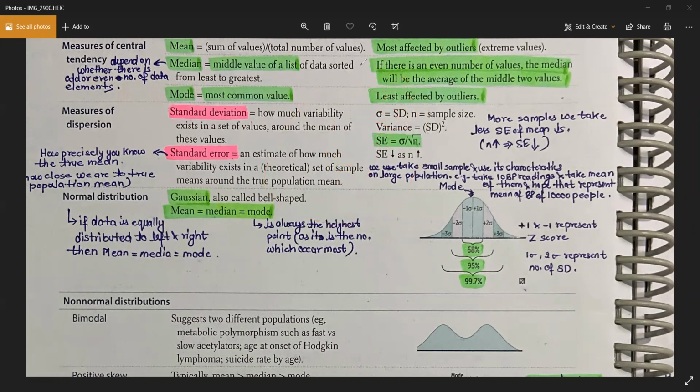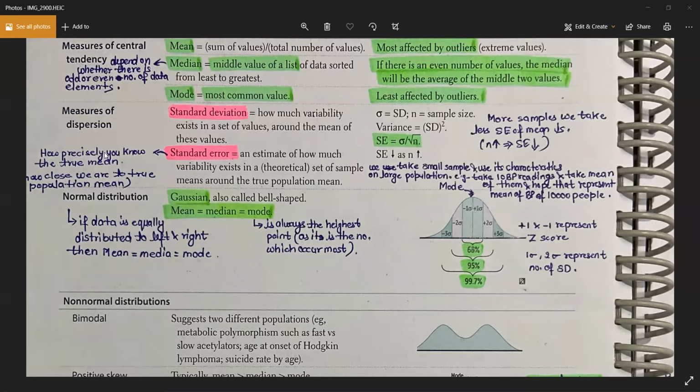Yes. For example, if we take a small sample and use its characteristics on a large population, for example, take 10 BP ratings, take the mean of that and hope that this mean represents the BP of 10,000 people, then you will get a standard error. Okay, so it basically tells you how precisely you know the true mean.